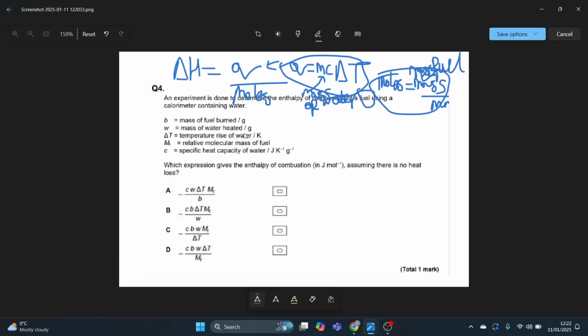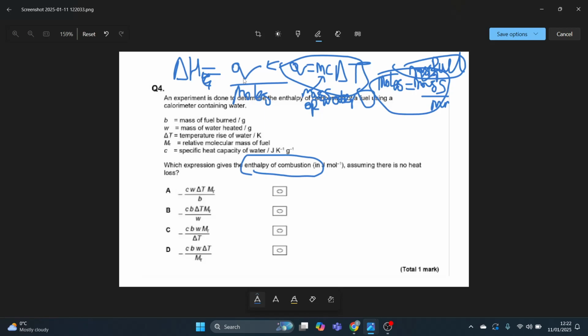As I was saying, which you couldn't hear, delta H is Q divided by moles, Q equals mc delta T, and moles is mass over Mr. In Q equals mc delta T, m is the mass of water, and in moles equals mass over Mr, the mass is the mass of the fuel. Now all I have to do is put them together, because delta H is enthalpy of combustion in this case.